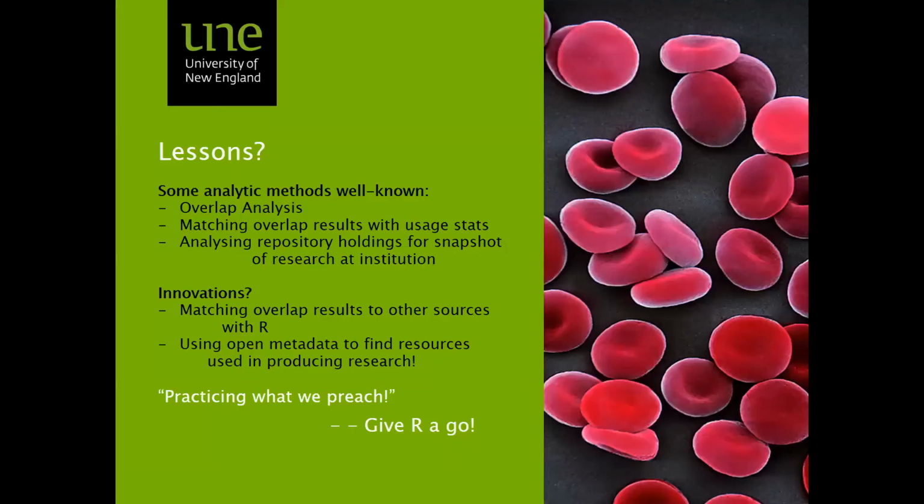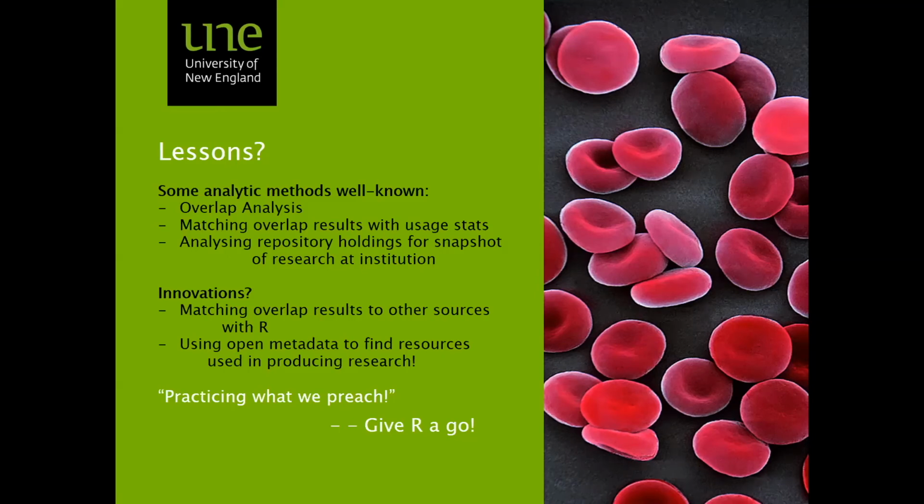So, just summing up, what did we learn from this process? Some of the methods we used are well known. For example, overlap analysis is nothing new, as is matching these results to usage statistics. However, doing data matching with R was a technique that at least I didn't find discussed in the literature on the topic. Assessing what journals are being used for publication at an institution through analysis of repository holdings is also not groundbreaking, although doing this with the help of R is much less common.